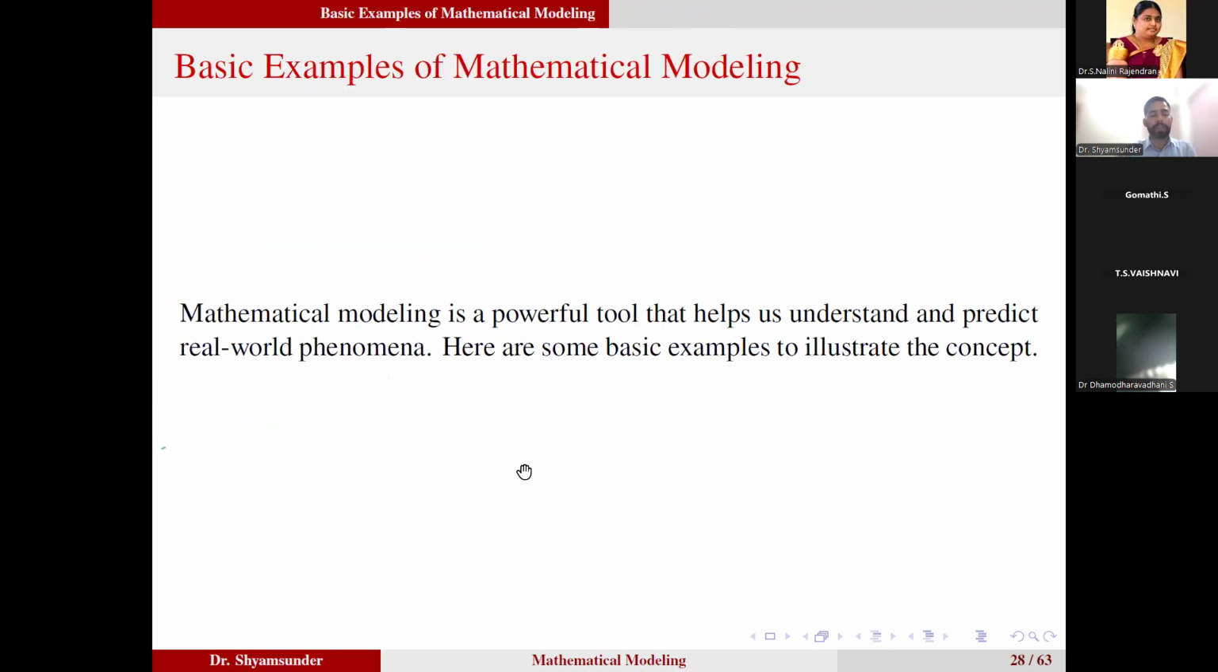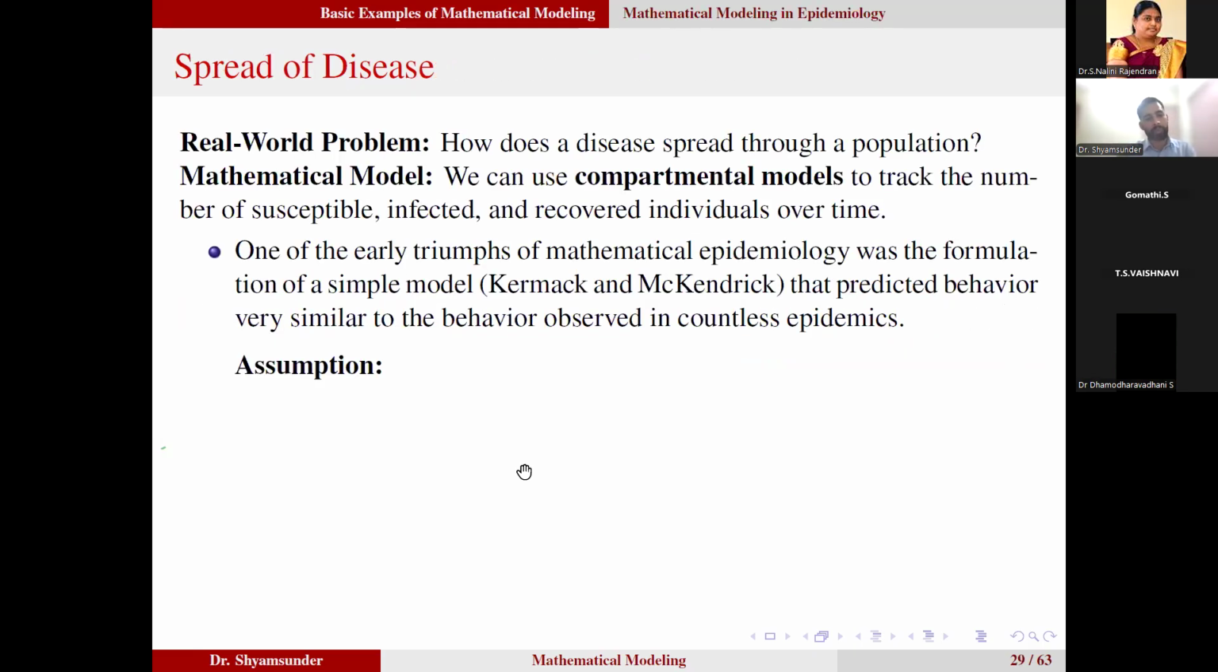Now we go to some basic mathematical modeling examples. Mathematical modeling is a powerful tool to help understand and predict real-world problems, as we saw in the previous slides. Here are some basic examples. The first is the spread of disease. Firstly, the real-world problem: for a generally non-mathematical student, the first question is, how does a disease spread through a population? And how do we control this disease?